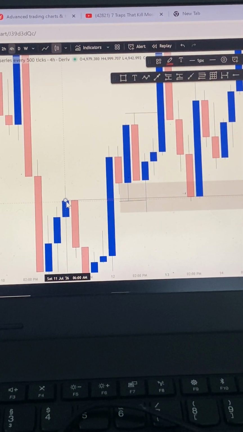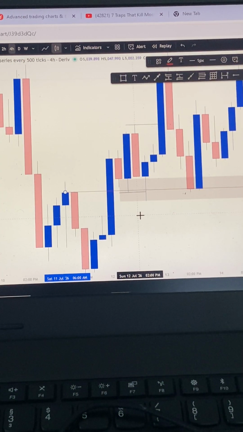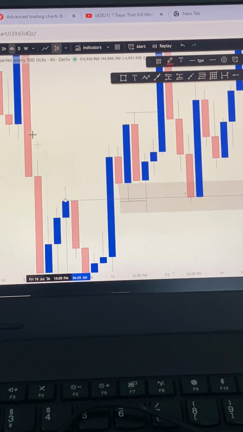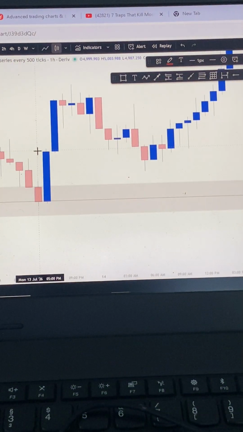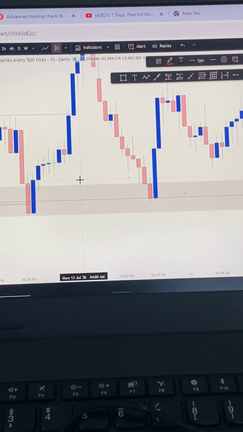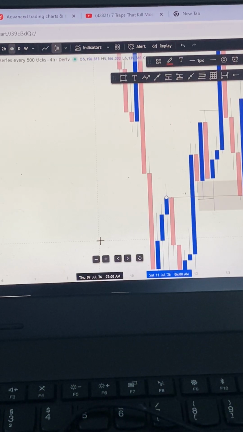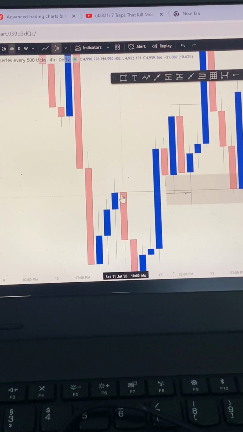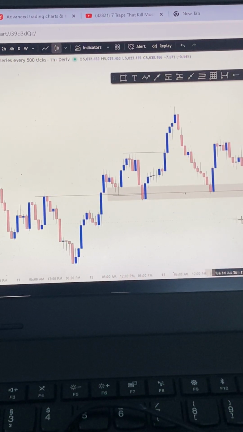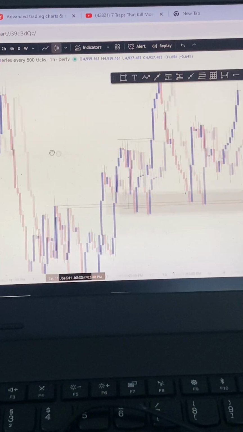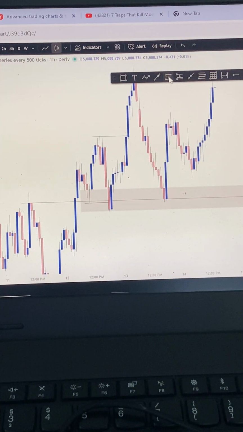So this was where I took the entry from. Was it 4 hours? Sorry, was it 4 hours? Let me check. I'm coming. Okay. 4 hours, and I saw this significant level right here. Okay, saw the significant level right here. So this was where I entered this trade.